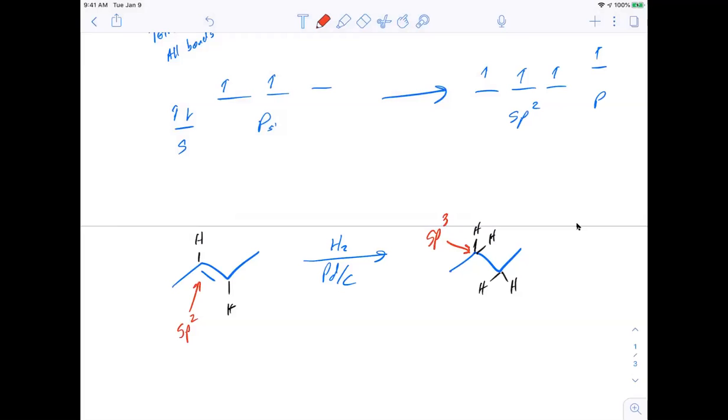So the hard part when you're thinking about this is, why is it sp3 now? Well, how many bonds does it need? It needs 4 bonds. So if it needs 4 sigma bonds, either sigma bonds or lone pair spaces, what's this hybridization going to be? Well, sp3. Yes, ma'am.